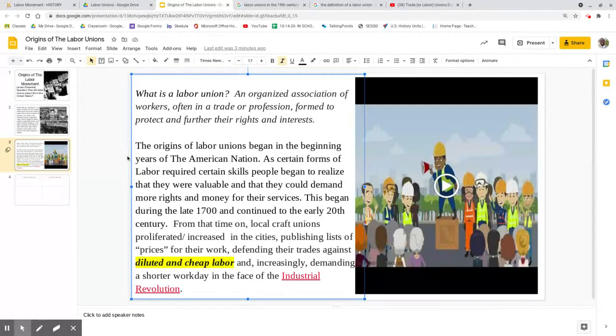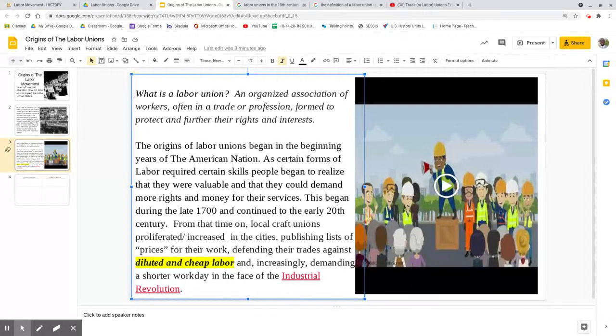The origins of labor unions began in the early years of the American nation. As certain forms of labor required certain skills, people began to realize that they were valuable and that they could demand more rights and money for their services. This began during the late 1700s and continued to the early 20th century.